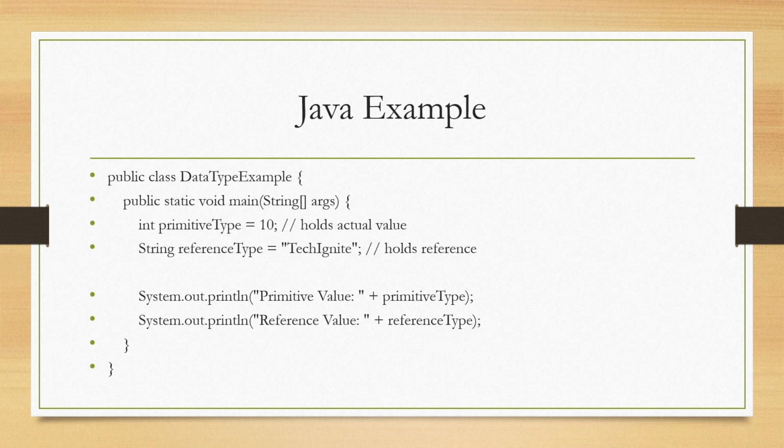Let's see a small Java example. int primitiveType is equal to 10. String referenceType is equal to TechIgnite. Here primitiveType stores the number 10 directly, but referenceType stores the address of the TechIgnite string in memory. When we print, we get primitive value is equal to 10. Reference value is equal to TechIgnite. This shows clearly how they behave differently.